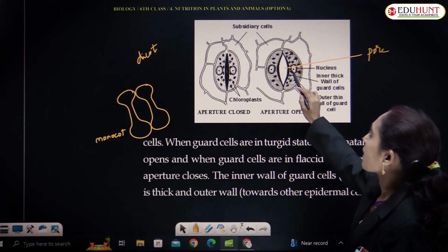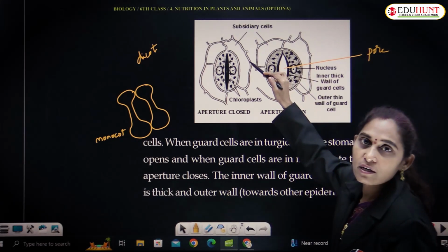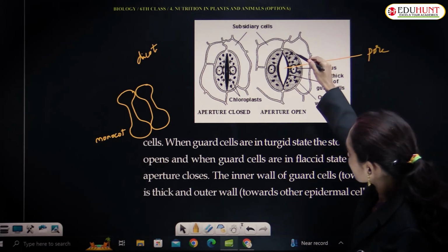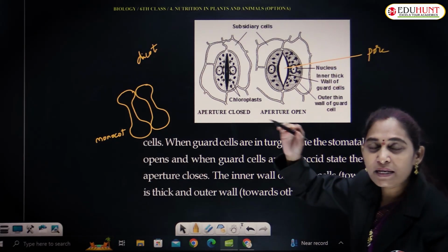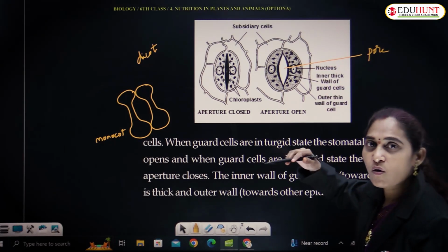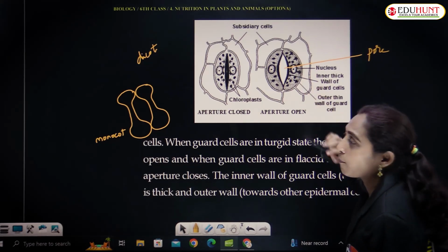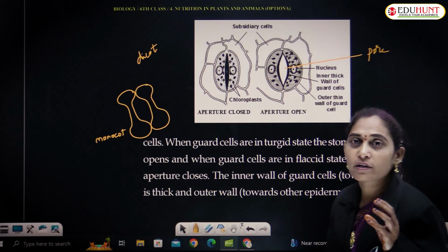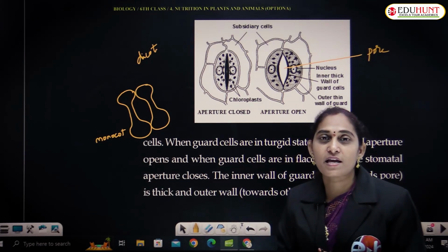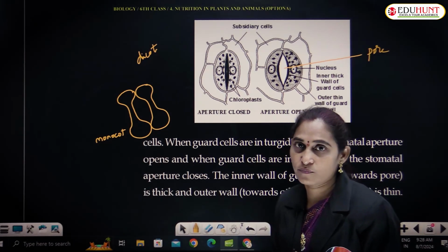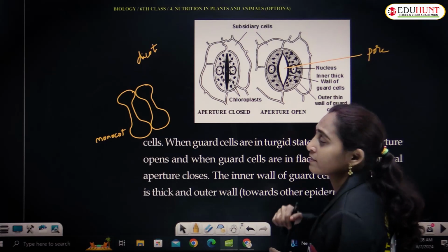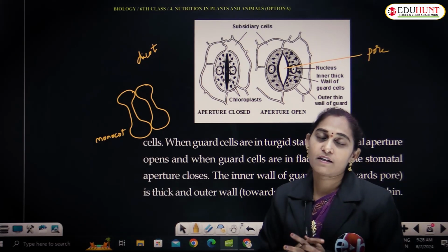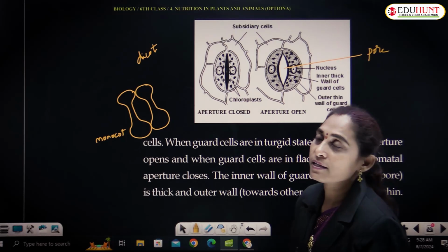A pore is surrounded by two cells called two guard cells, and the guard cell membrane is a differential membrane. The cell wall that is adjacent to the pore is thick, and the outer side of the cell wall, opposite to the pore, is thinner in nature. The inside wall adjacent to the pore is thicker, and the outer wall of the guard cell is thinner.